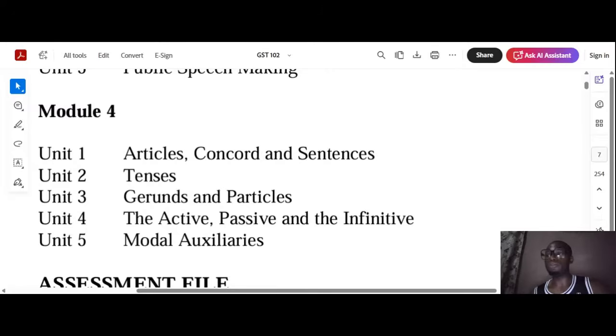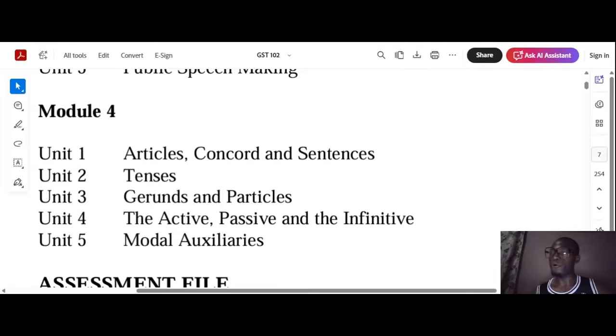For those of you that are just joining us, let me quickly tell us again before we go to Unit 1 of this course material. This course, GST 102, is a continuation of GST 101. GST 101 focused on listening abilities, listening and reading. So if you have gone through GST 101 and by now you don't know how to listen to someone speaking and get the most of what the person is saying, then you need to go back to GST 101 and read that material again.